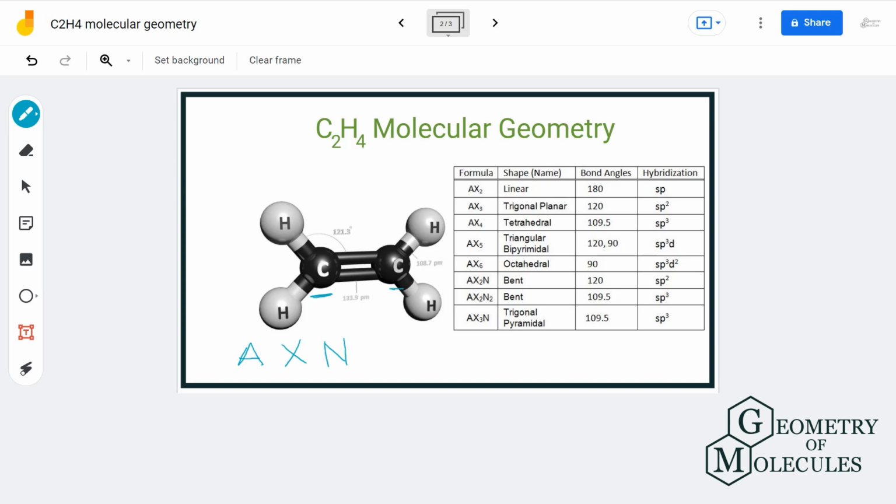For both the geometric centers, we have carbon as the central atom. It is connected with three other atoms and has no lone pairs. That gives us a general formula of AX3. If we refer to this table, we can see that the molecules that have the AX3 formula have trigonal planar shape with bond angle as 120 degrees and hybridization as sp2.